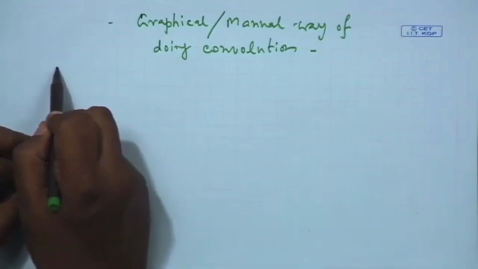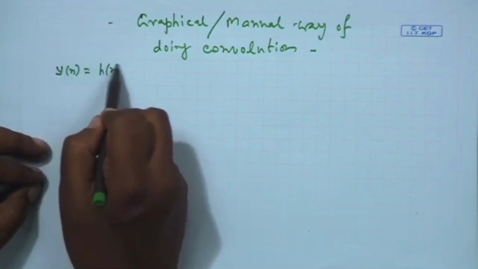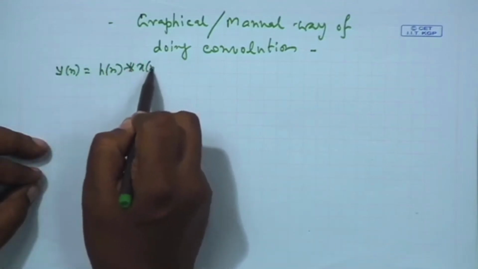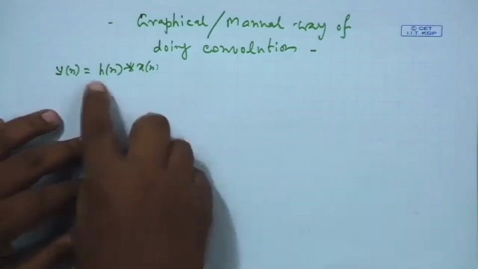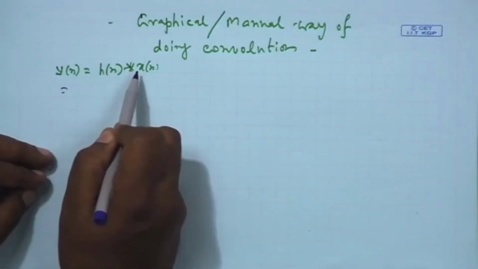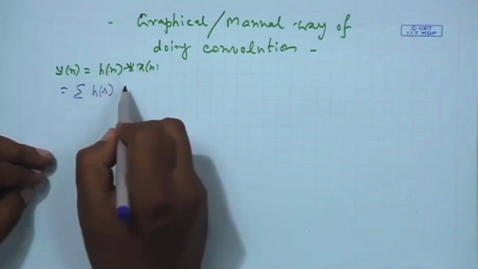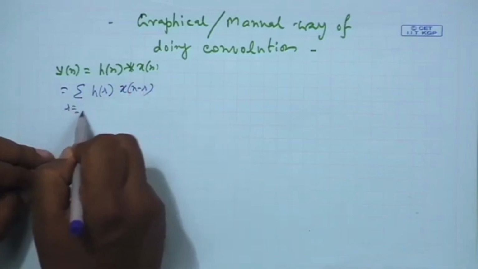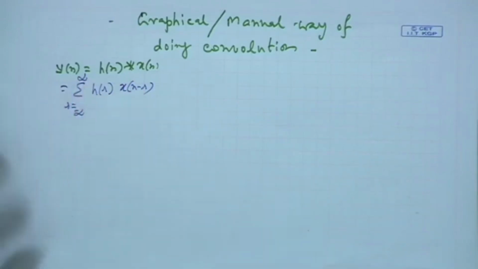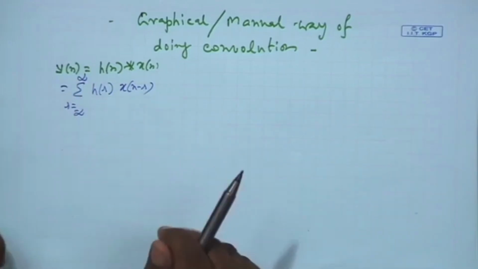You remember, convolution means say y n is given as h n convolved with x n, or vice versa. Both the sequences are given to you, and you have to carry out the convolution. You can write it either as h convolved with x or x convolved with h. Suppose you write it like this: sum of h r x n minus r. This you have to find out. Sometimes you can do it graphically very easily.